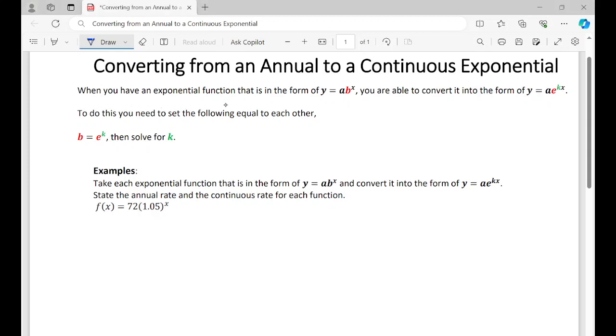When you have an exponential function that is in the form of y equals ab to the x, you are able to convert it into the form of y equals ae raised to the kx. To do this, you need to set the following equal to each other. You're going to take b and set it equal to e raised to the k, and then solve for k.